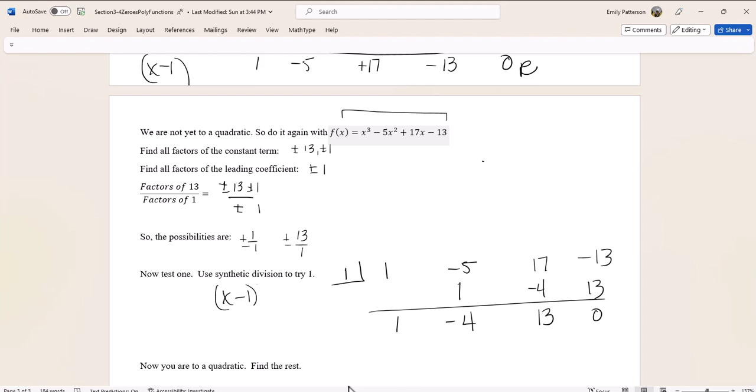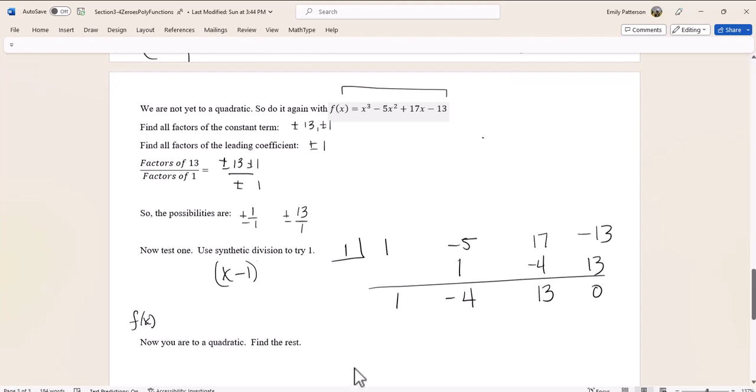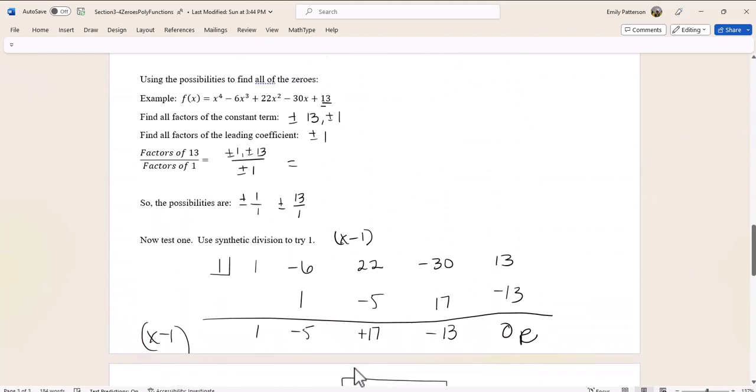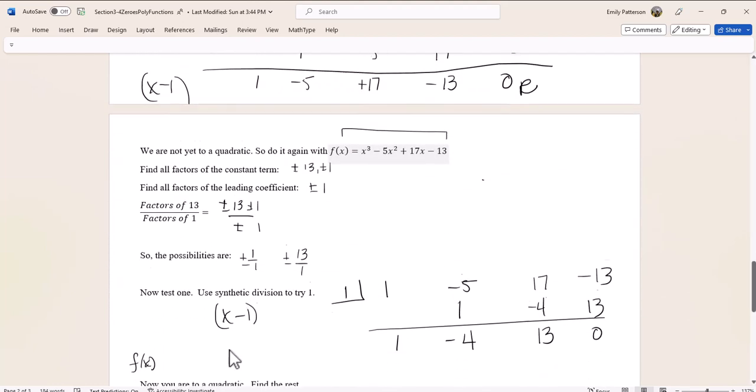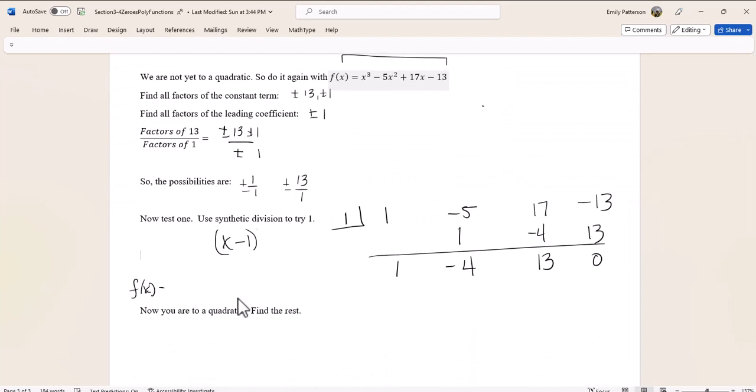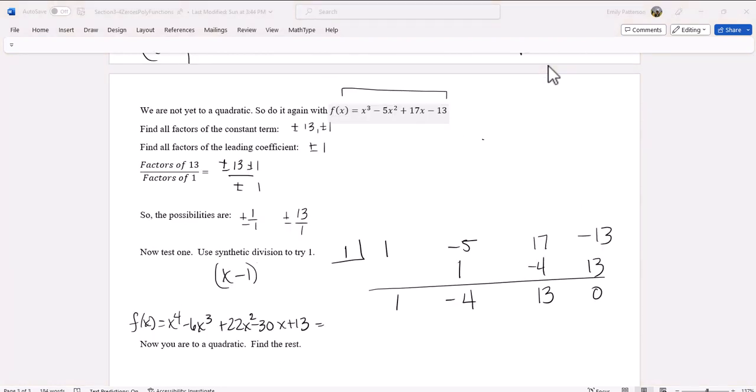So up to this point now, my f of x, which was originally, let's go back and look, it was x to the 4th minus 6x cubed. Pause and get the rest of it. So this is the original polynomial.